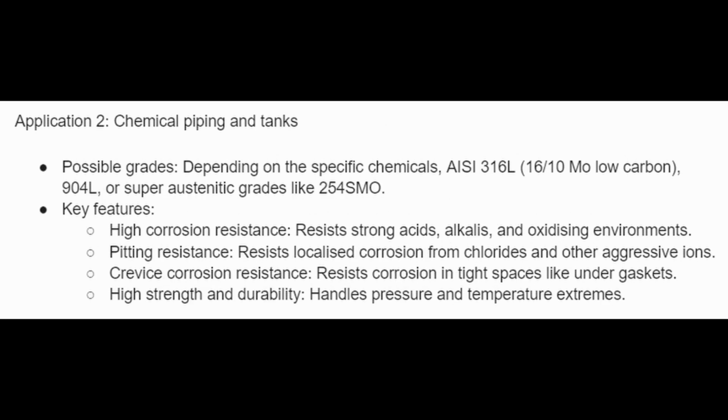Application 2. Chemical piping and tanks. Possible grades 316, 904L, or super austenitic grades like 254 SMO. Key features. High corrosion resistance. Resists strong acids, alkalis, and oxidizing environments. Pitting resistance. It resists localized corrosion from chlorides and other aggressive ions. Crevice corrosion resistance. Resists corrosion in tight spaces like, for example, under gaskets. High strength and durability. It handles pressures and temperature extremes.